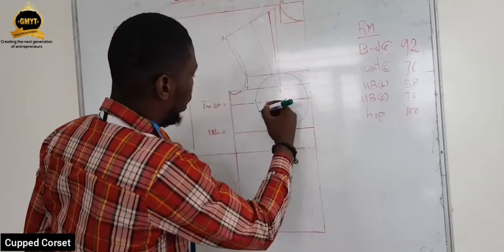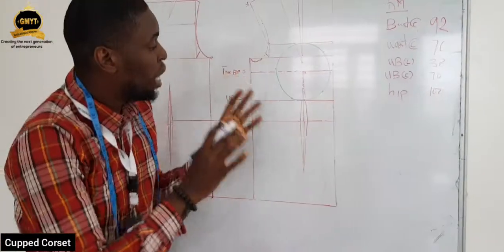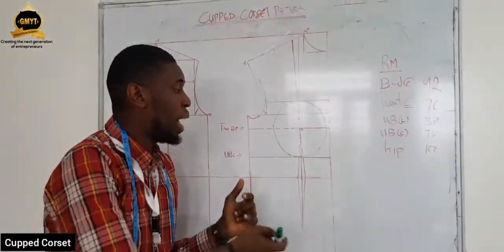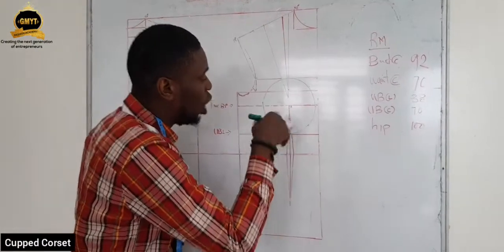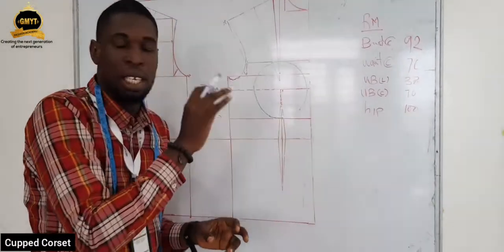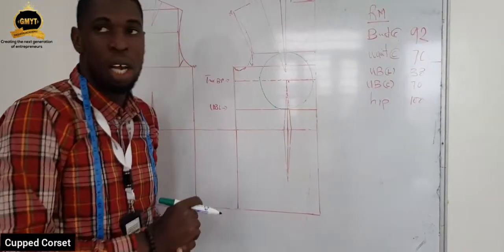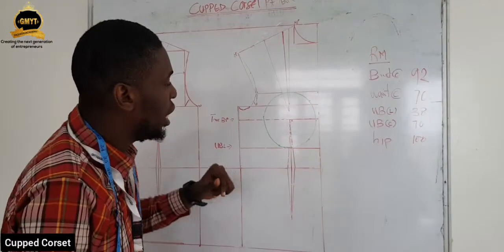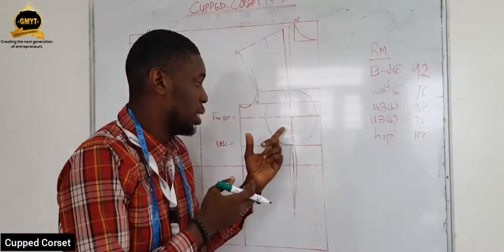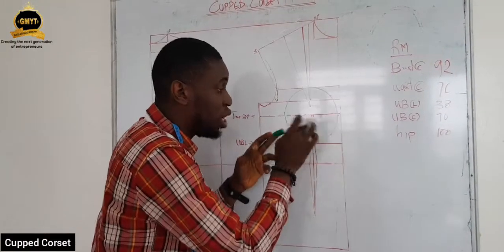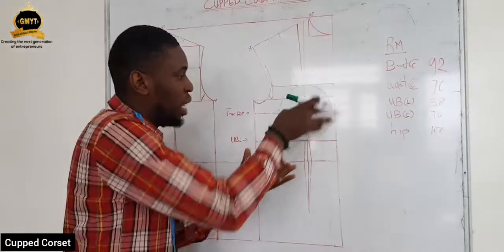So once you have this, that will give you the area you actually want to place the cup. We just make it all round just to get the area we are putting the cup for the cup corset pattern. So once you have the interval now, the next thing is to get the cup itself out of this.